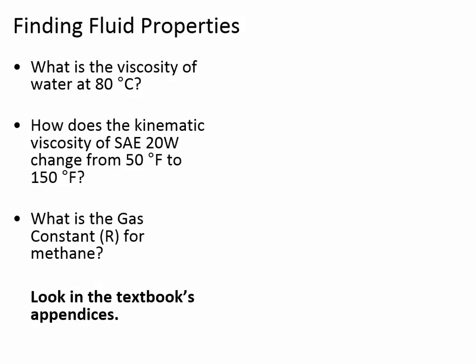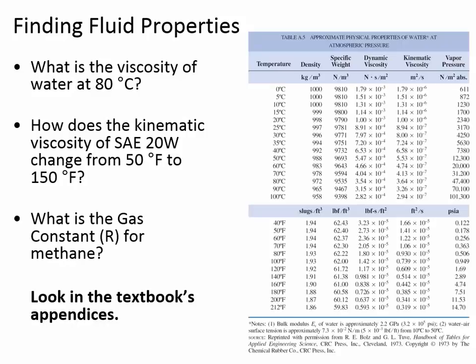All right. A couple of the problems in your homework have to do with looking up values related to fluid properties. So I wanted to review with you what's available. For example, if you wanted to find the viscosity of water at 80 degrees Celsius, there are some tables for specific temperatures, and so you can go to the table and find the dynamic viscosity at 80 degrees Celsius, there's the value. How does the kinematic viscosity of oil change from 50 to 100? Well, this one is just for water, so you wouldn't be able to do that for the oil.